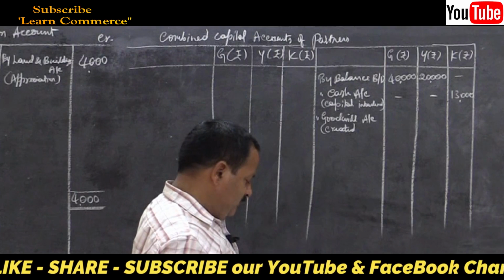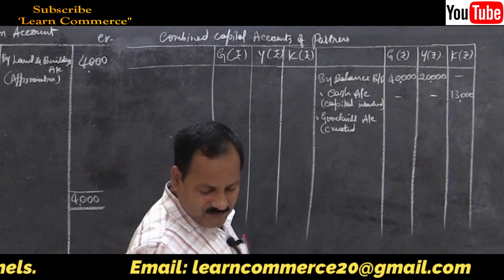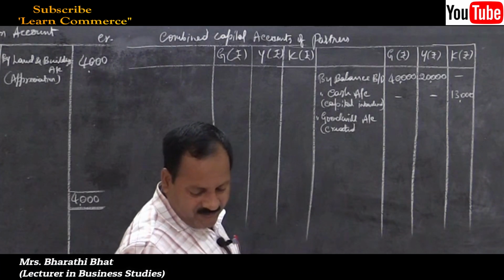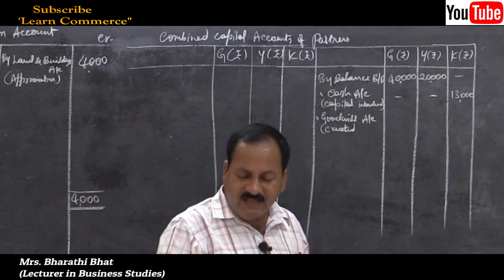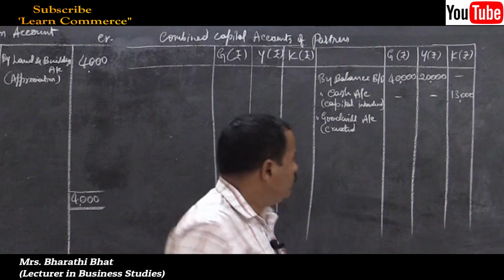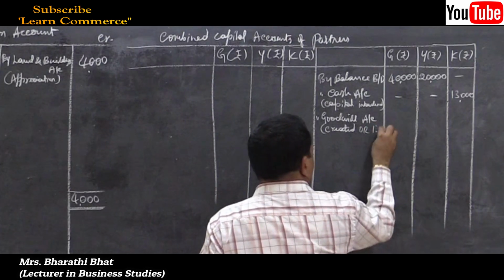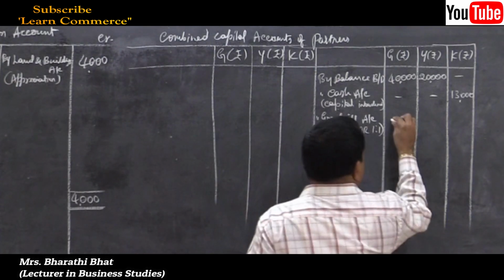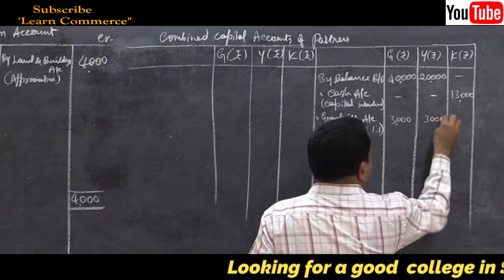How much? What is the ratio? Old ratio was... no ratio given. Old ratio is not given in the problem. In that case, what will you do? You will take it as equal, 1:1, remember. Old ratio 1:1. So goodwill amount is 6,000. So 3,000 each. Give credit to old partners.